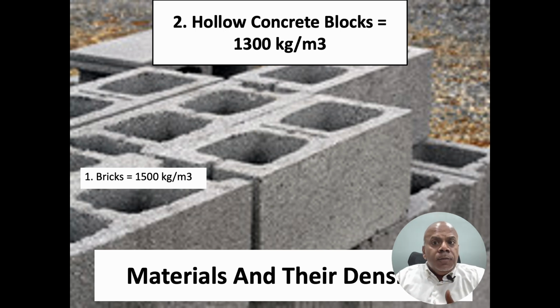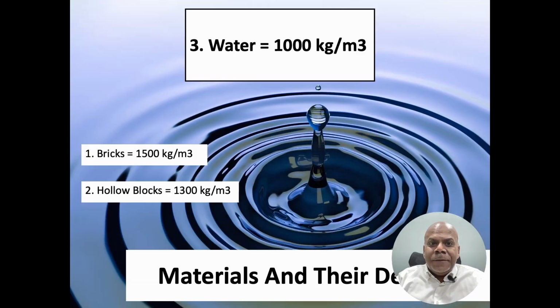Then we go to hollow blocks. Today in the world, in many places, bricks have been replaced by a slightly better product, which is hollow blocks. But look at the density figure. You have not drastically reduced the density. It was 1500 for bricks, and you have made it a little bit lightweight by bringing it down to 1300 kg per meter cube. Let's go ahead.